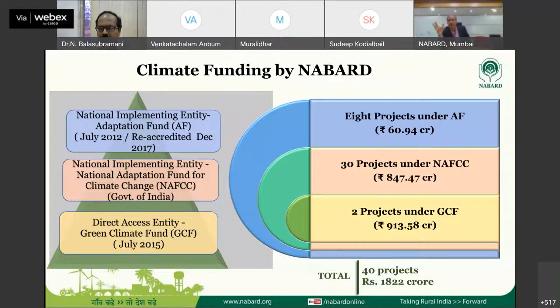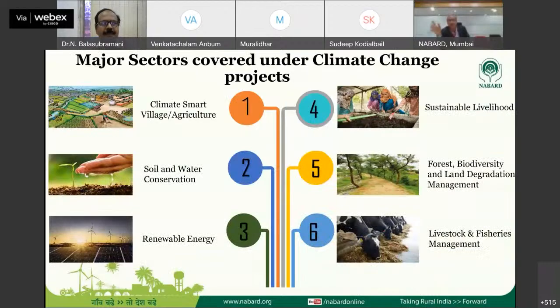Next slide, please. These are the areas that have already been covered: agriculture, forestry, livelihoods, biodiversity, energy, mitigation, adaptation. All aspects have been covered under our portfolio. It leans more towards the adaptation side, less on the mitigation side. Mitigation anyway is private sector investment, for example solar. NCC, the 30 projects.